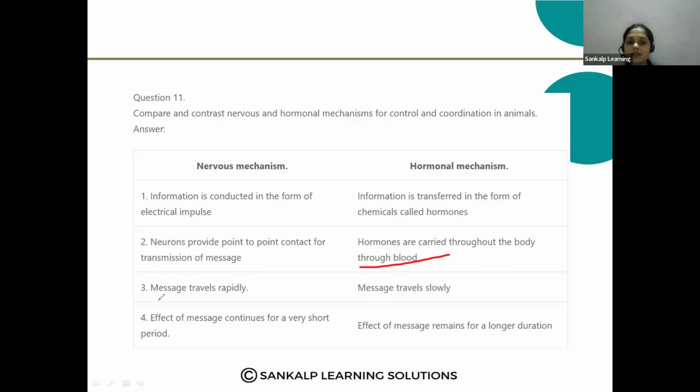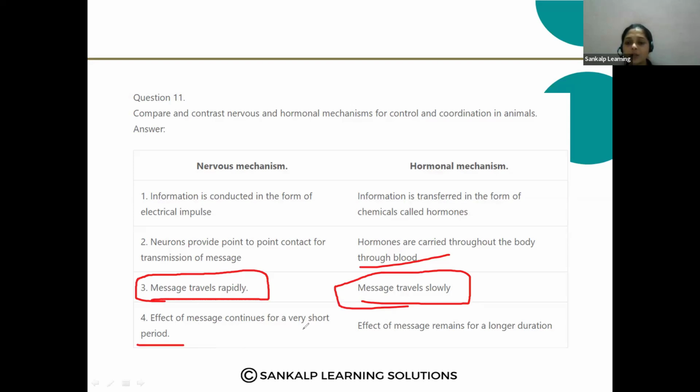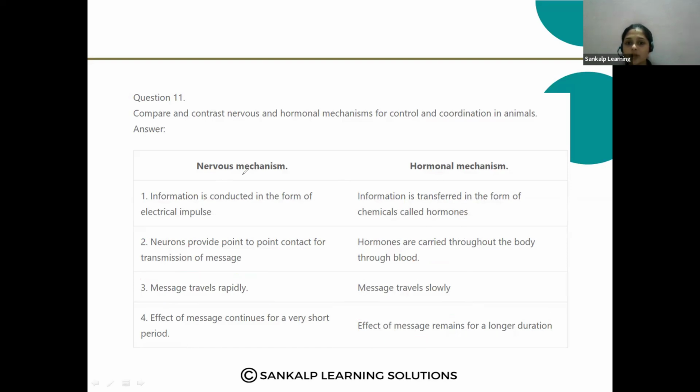So here nervous mechanism, message travels rapidly, means very fast, but in the hormonal mechanism, message travels very slowly. Nervous mechanism, effect of message continues for a very short period, means very short time is required for the nervous mechanism, but in the hormonal mechanism, effect of message remains for a longer duration. Okay, so like this you should write the difference. Please note down the points, note down the difference, nervous mechanism and the hormonal mechanism difference.